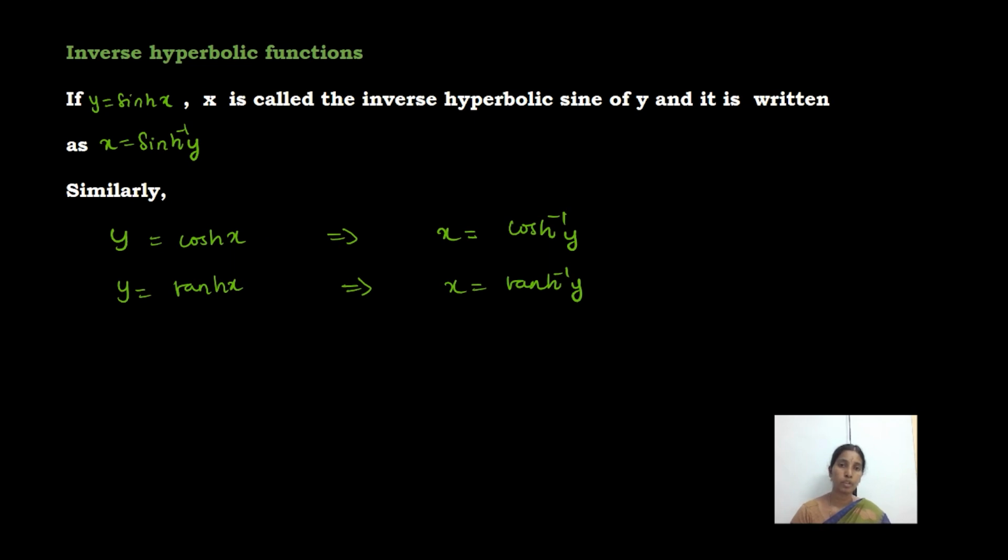Now, inverse hyperbolic functions. If y equals sinh x, x is called the inverse hyperbolic sine of y and it is written as x equals sinh inverse of y. Similarly, if y equals cosh x, x is called the inverse hyperbolic cosine of y and it is written as x equals cosh inverse of y. And also, if y equals tanh x, x is the inverse hyperbolic tangent of y and it is written as x equals tanh inverse of y.